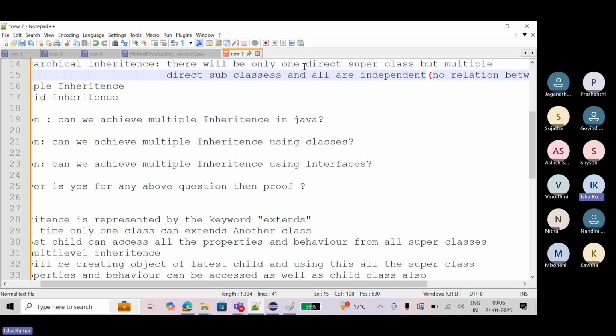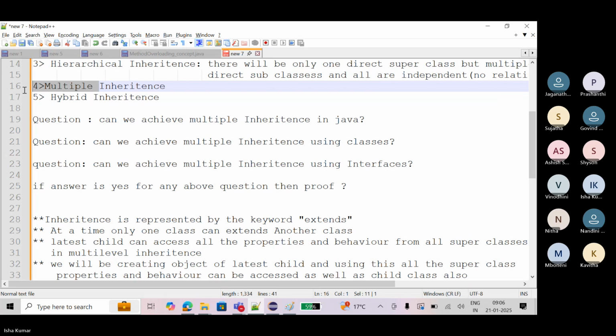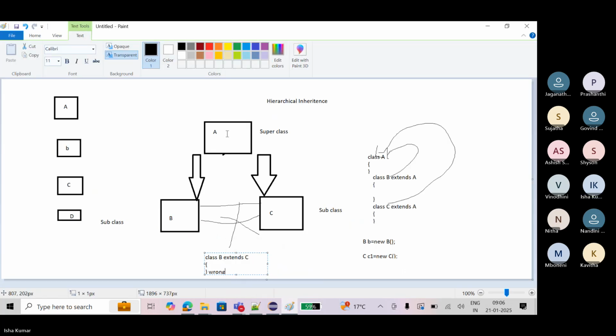If you try to understand this definition, if you are not understanding, please let me know. See, this is my definition. Is it okay? Here you can see there will be only one direct superclass. A is a direct superclass of B, A is a direct superclass of C. Means one father having multiple children, but the children are not brothers and sisters. In banking exams, they will ask a question like this one.